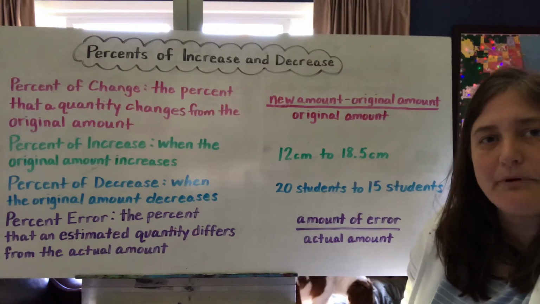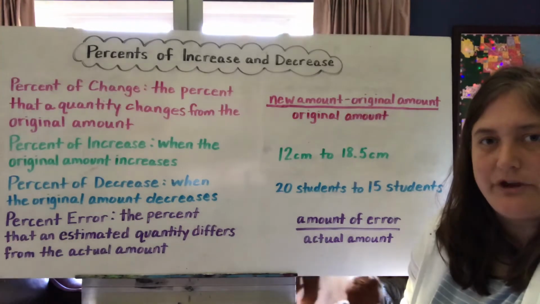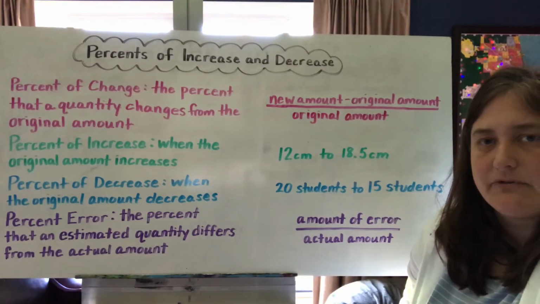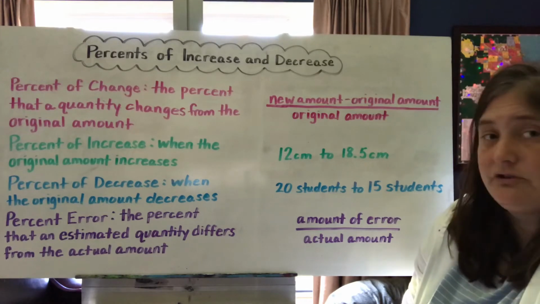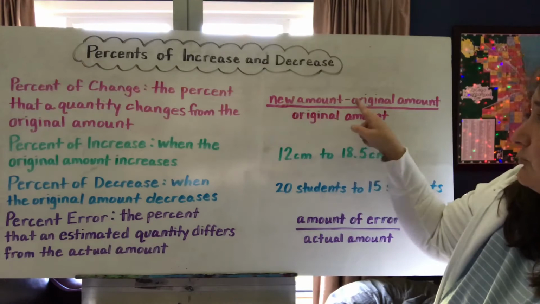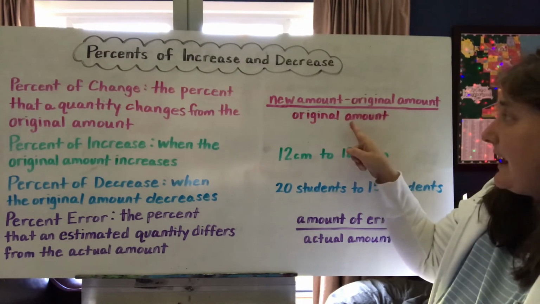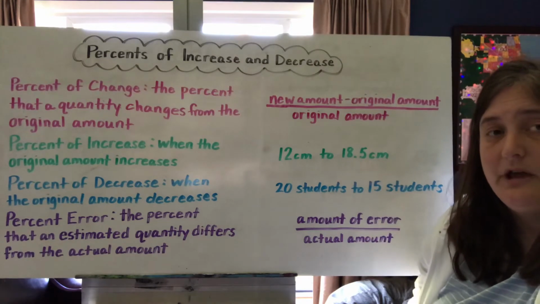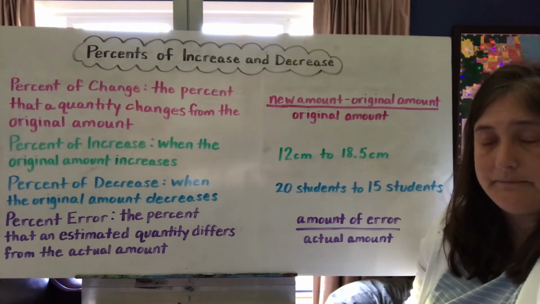Today we're talking about percent of increase and percent of decrease, both of which are percents of change. When we're calculating a percent of change, we're trying to find the percent that a quantity changed from the original amount. So we take our new amount, subtract the original amount, and when we find that difference, we're going to divide it by our original amount. We will get how much the percentage changed in decimal form.